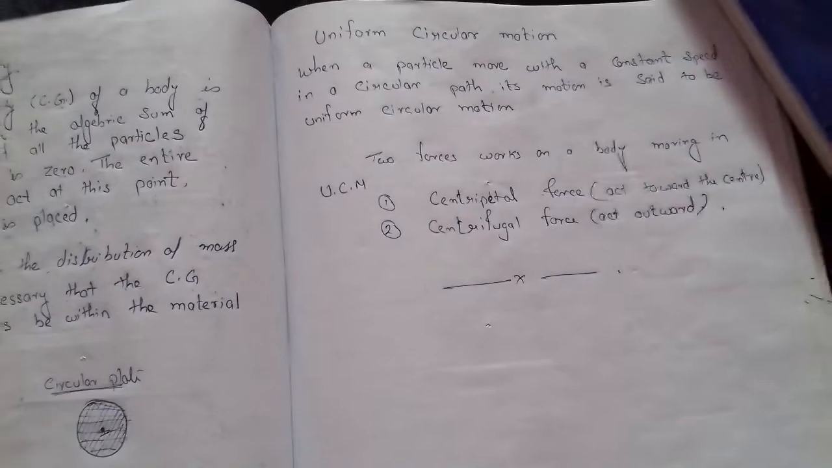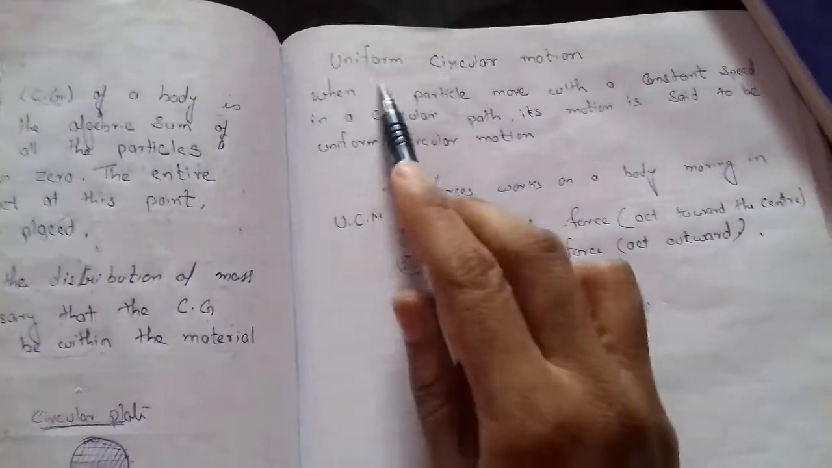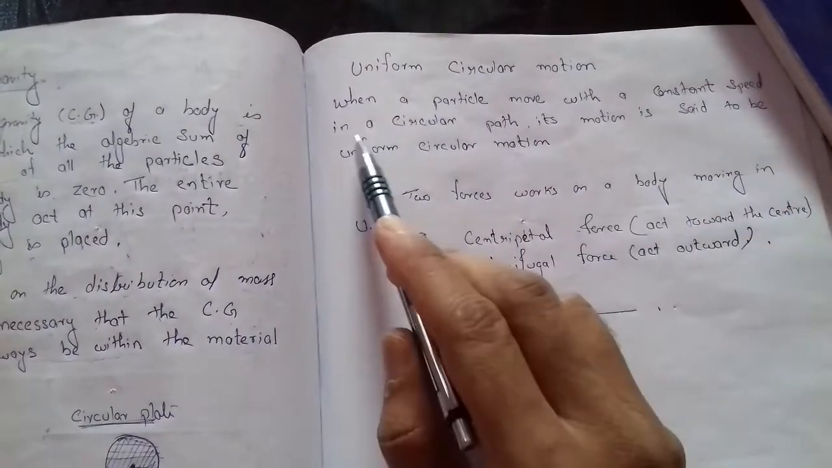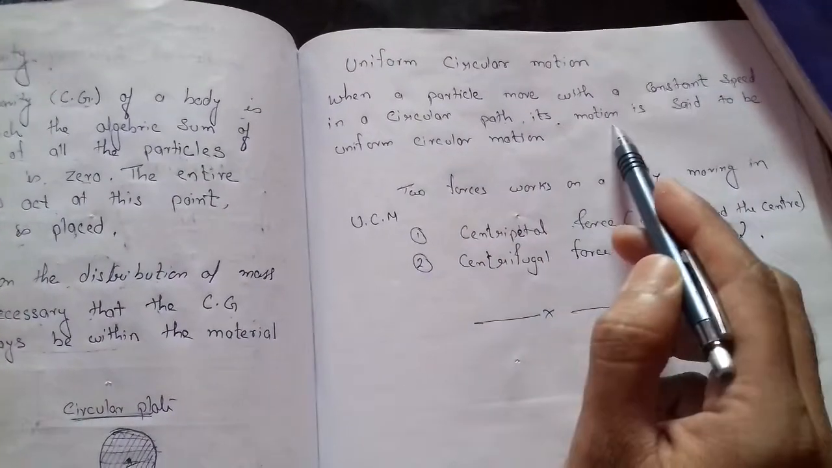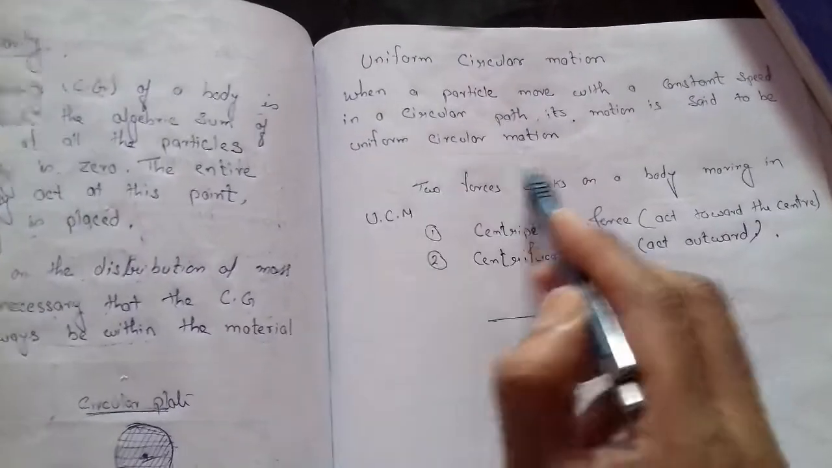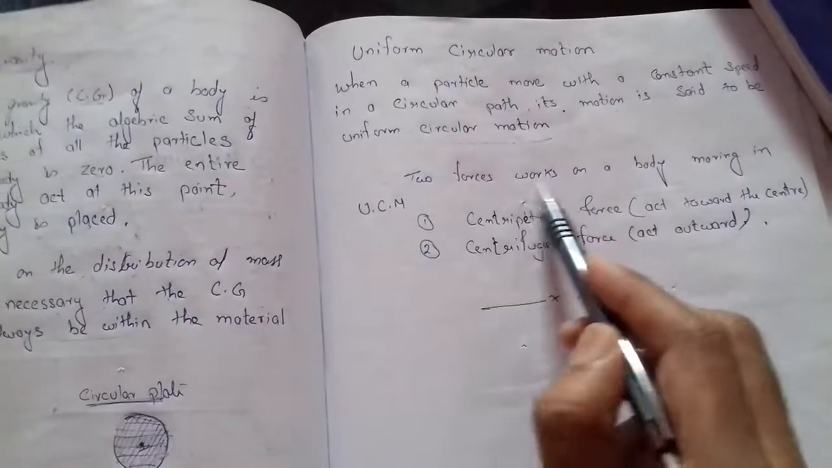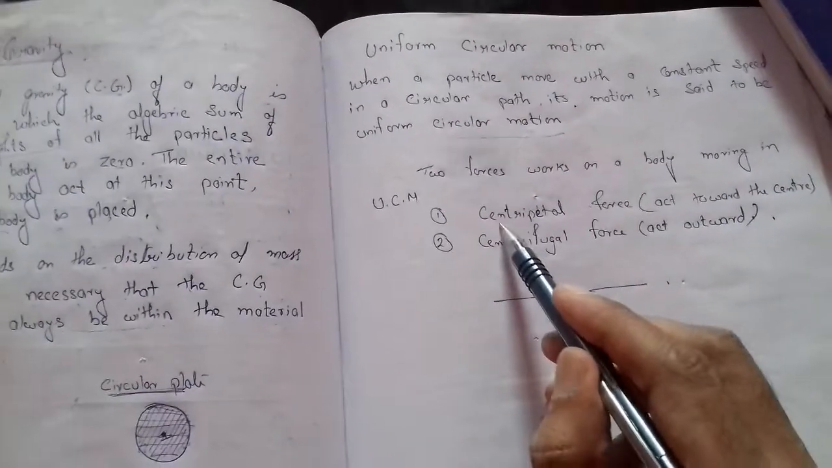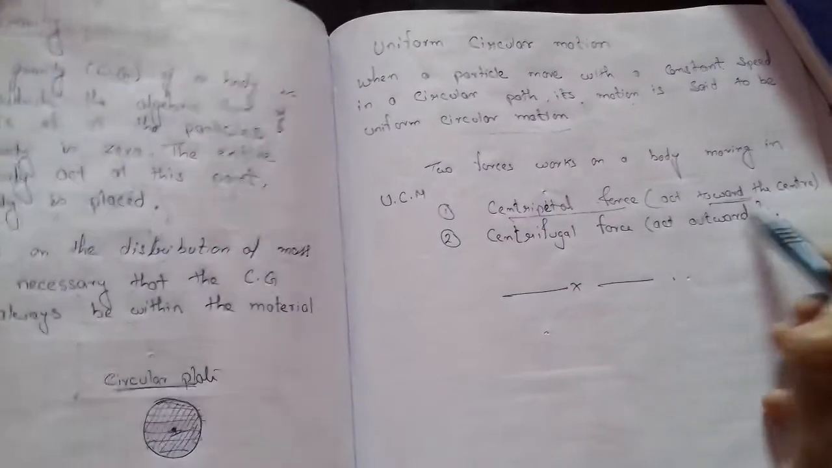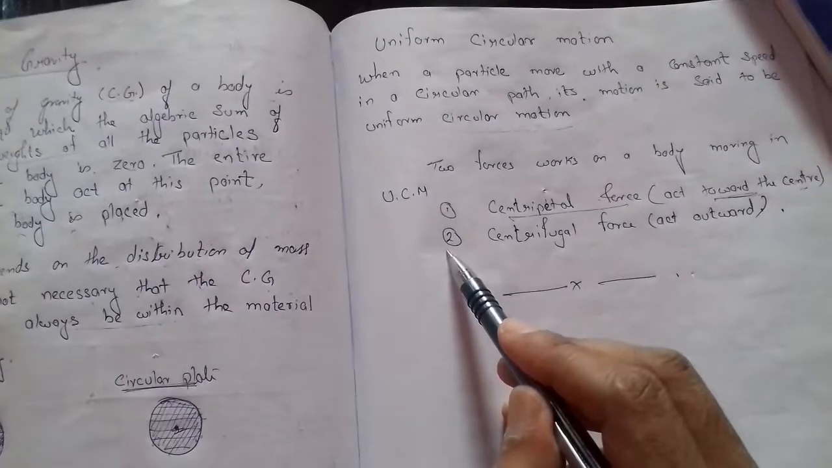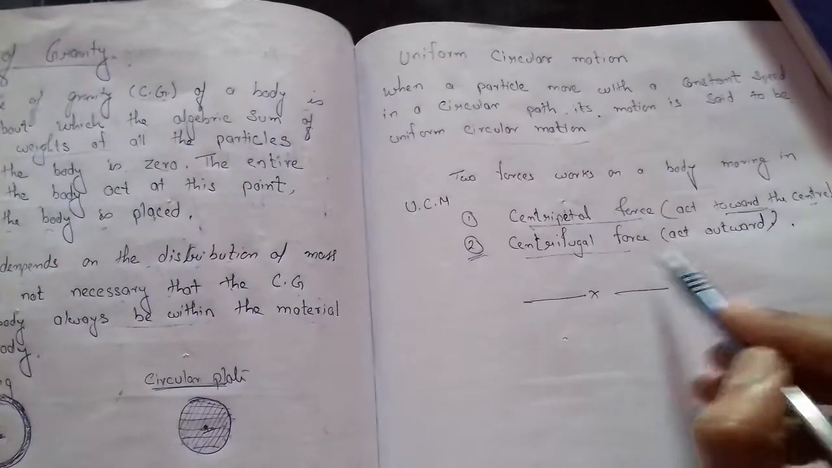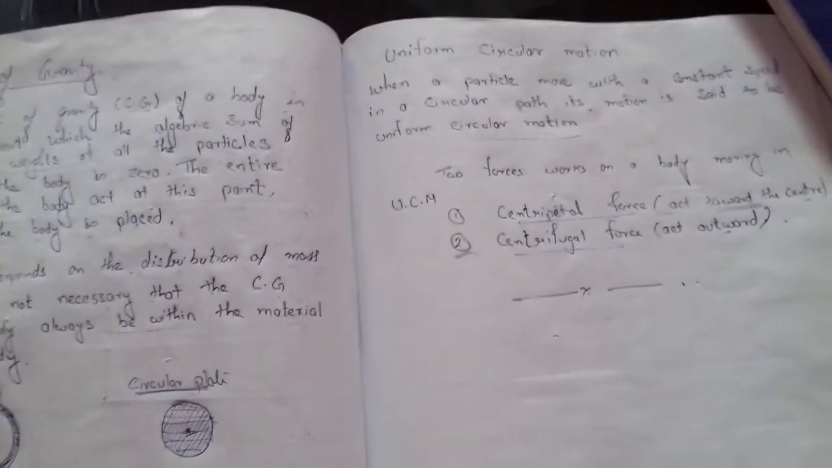Next topic is uniform circular motion. When a particle moves with a constant speed in a circular path, its motion is said to be uniform circular motion. Two forces work on a body moving in uniform circular motion. Centripetal force, that works toward the center. Second, centrifugal force, that works outward, away from the center of the rotation.